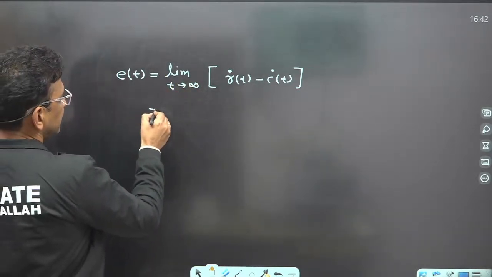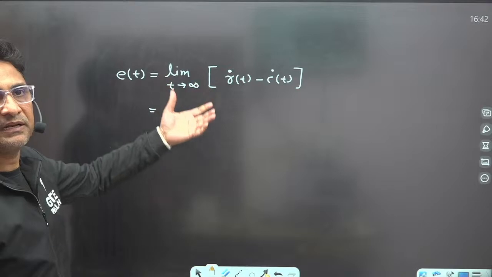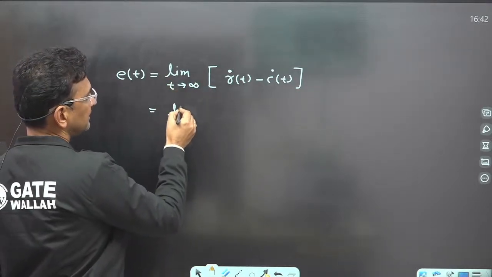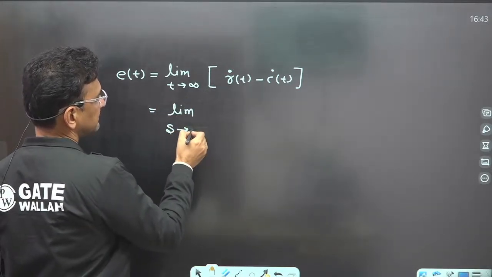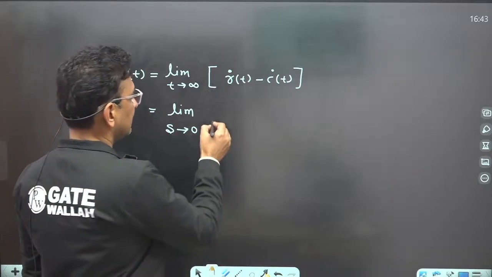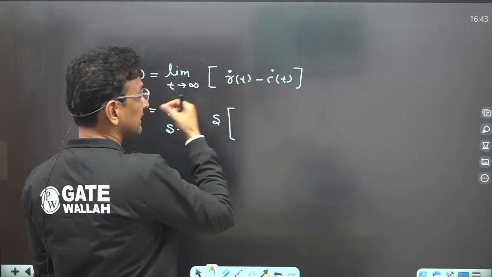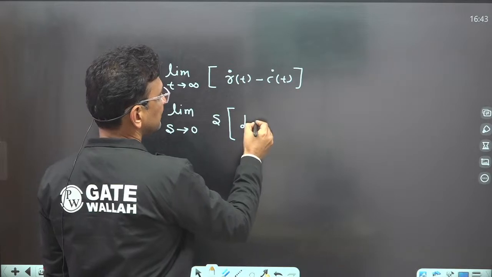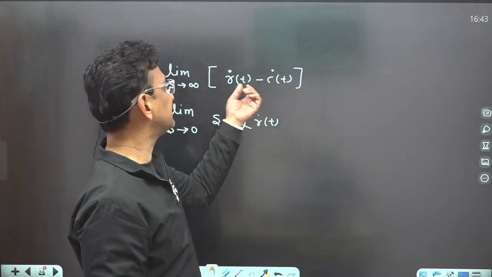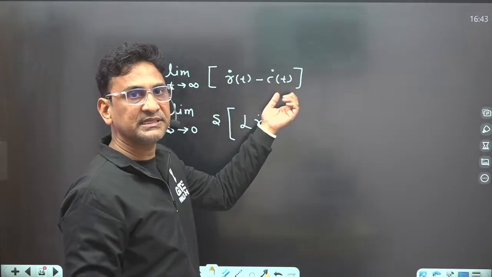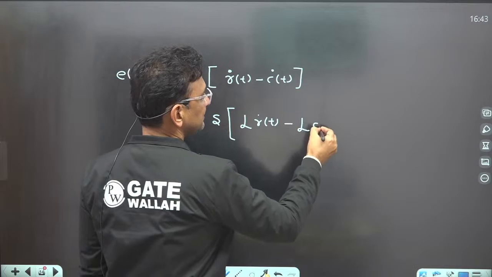We can also find this error in the s domain or the frequency domain. So what I have to do? We will apply the final value theorem. If we apply the final value theorem, the time t tends to infinite is converted into s tends to 0. s into R(s) minus C(s). Generally, we use r(t) minus c(t), so Laplace of r(t) becomes R(s) and Laplace of c(t) becomes C(s). So R(s) minus C(s). But here it is the Laplace of r dot t minus Laplace of c dot t.